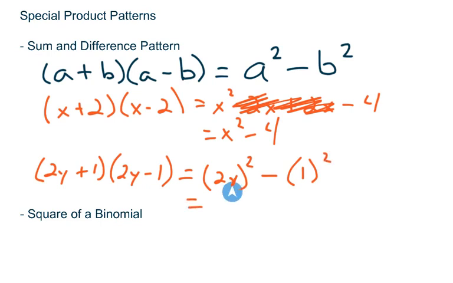2y squared means 2y times 2y, which is 4y squared, minus 1 squared is still 1, so 4y squared minus 1. You don't need to actually FOIL this out if you can recognize the sum and difference pattern and then fill it in. It's kind of a plug and chug type of method. Okay, I hope that's a couple of examples for the sum and difference pattern.